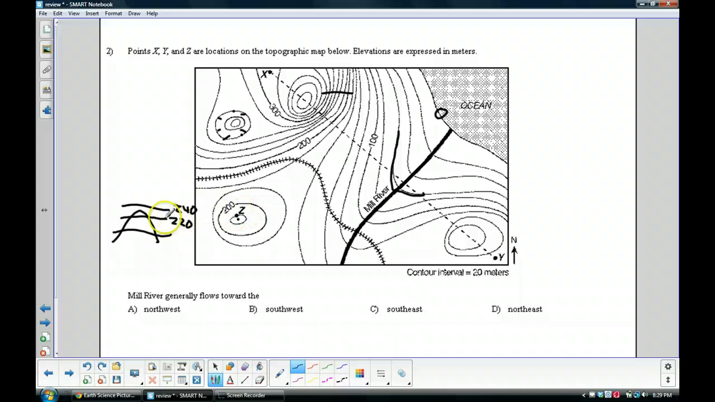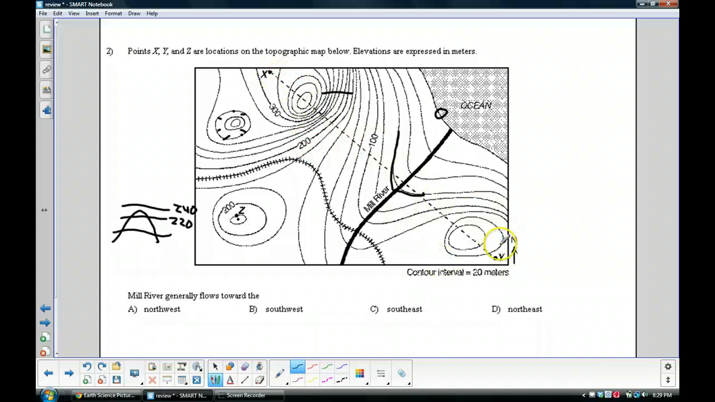Z is at 220. It's right on that line. And all these points have the same elevation. This is just a railroad, just a standard symbol for what a railroad would look like. And I think that pretty much tells you what's going on with this map.